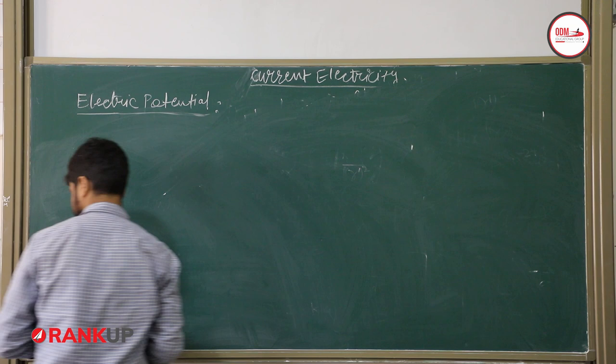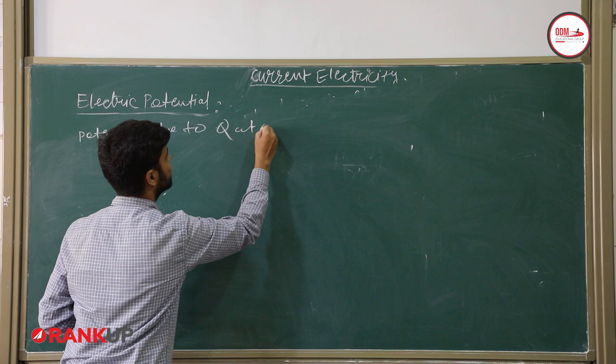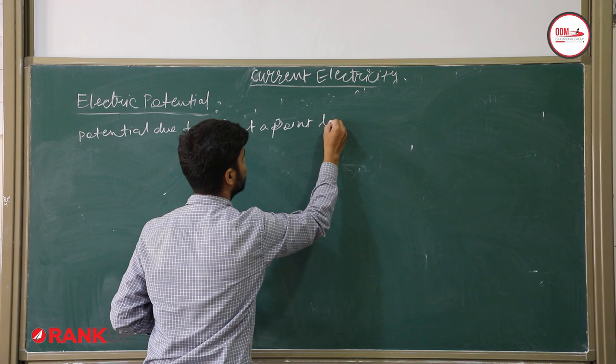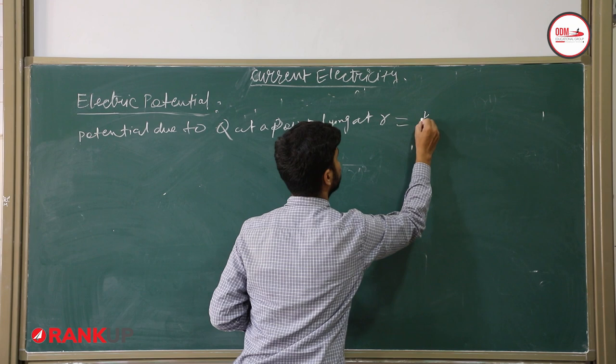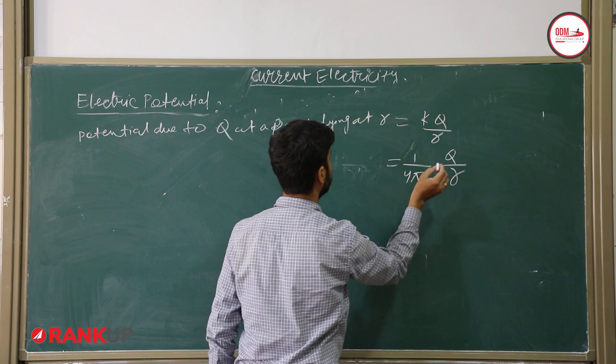So the potential due to a charge q, at a point lying at distance r, is equal to kq upon r, where k is the electrostatic constant. We can write it as 1 by 4 pi epsilon naught into q upon r. Got it? So potential is represented by V.